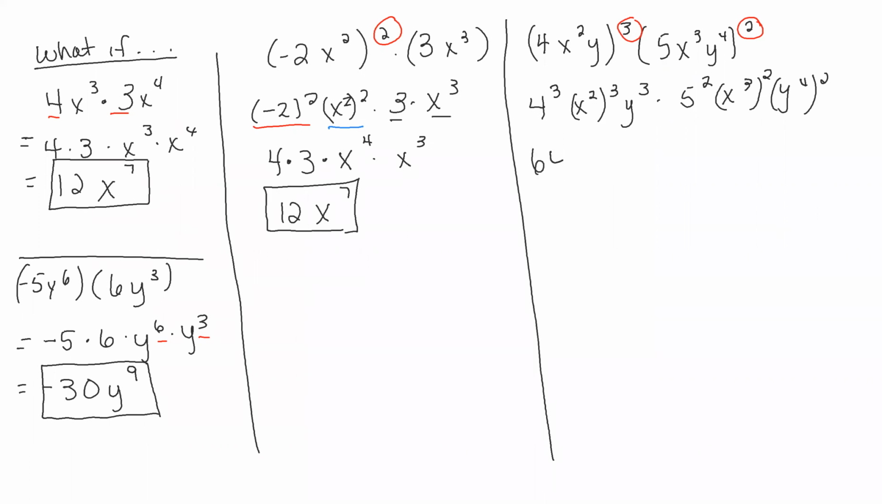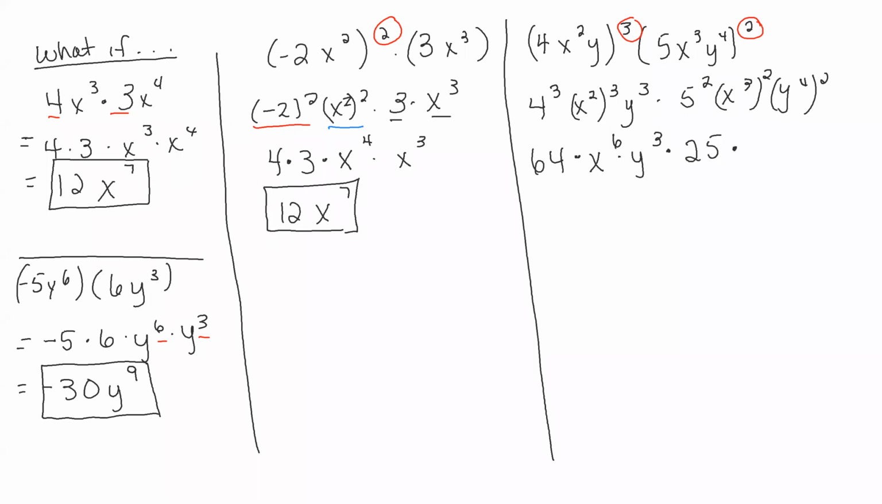And then x squared to the third power, I'm using the power rule. I've got one term in exponential notation that is raised to a second power. So I keep the base, multiply the exponents. Y to the third, there's nothing to do to it, so I'm just going to bring it down. Next, I have 5 squared, which is 25.